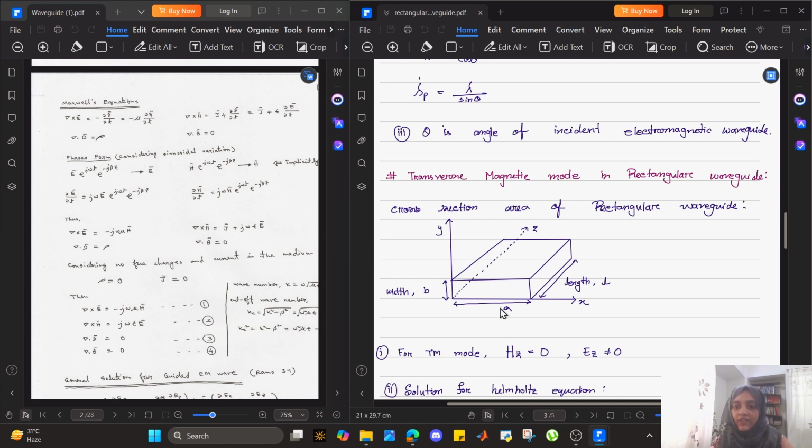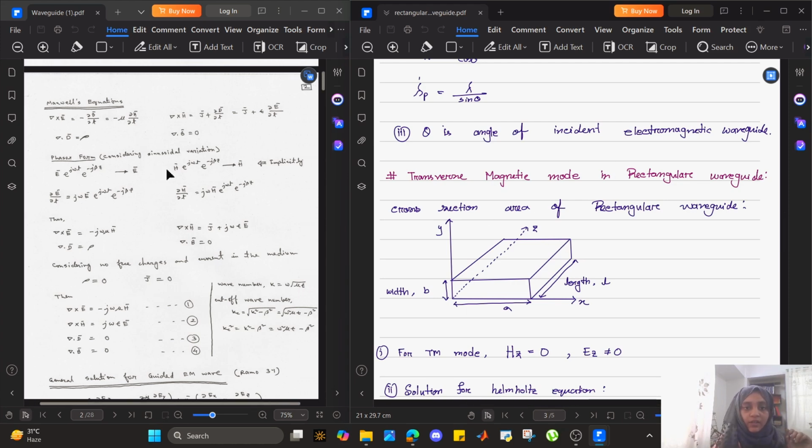Here is the transverse magnetic mode in the rectangular waveguide. If we explain the transverse magnetic mode, the transverse electric mode can easily be derived. To explain this, I will take the reference from the note that sir has provided us. This is the cross-section area of a rectangular waveguide. In our parallel plate waveguide, there is either B or A, meaning we only have the width or breadth. But here we have two components, that is B and A, meaning in the X direction we have to calculate the size of the rectangle, and also in the Y direction we have to calculate the size of the rectangle.